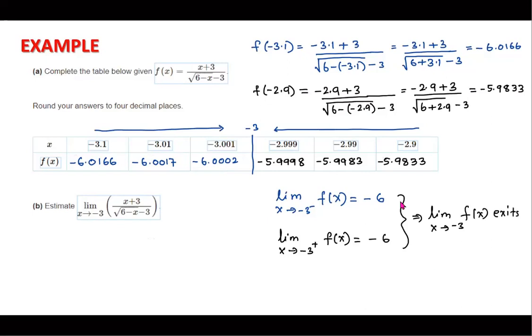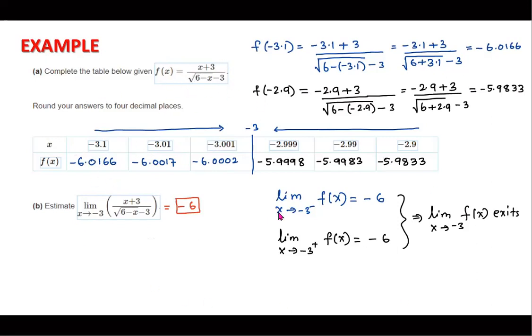Okay, for the limit to exist, the left-hand limit and right-hand limit must be equal. So here the limit exists, and the value of the limit will be equal to negative 6. That means here we are asked to estimate the limit for this function, the same function which is here, that is equal to negative 6. So this is how we can find the limit of a function like this using the method laid out here.